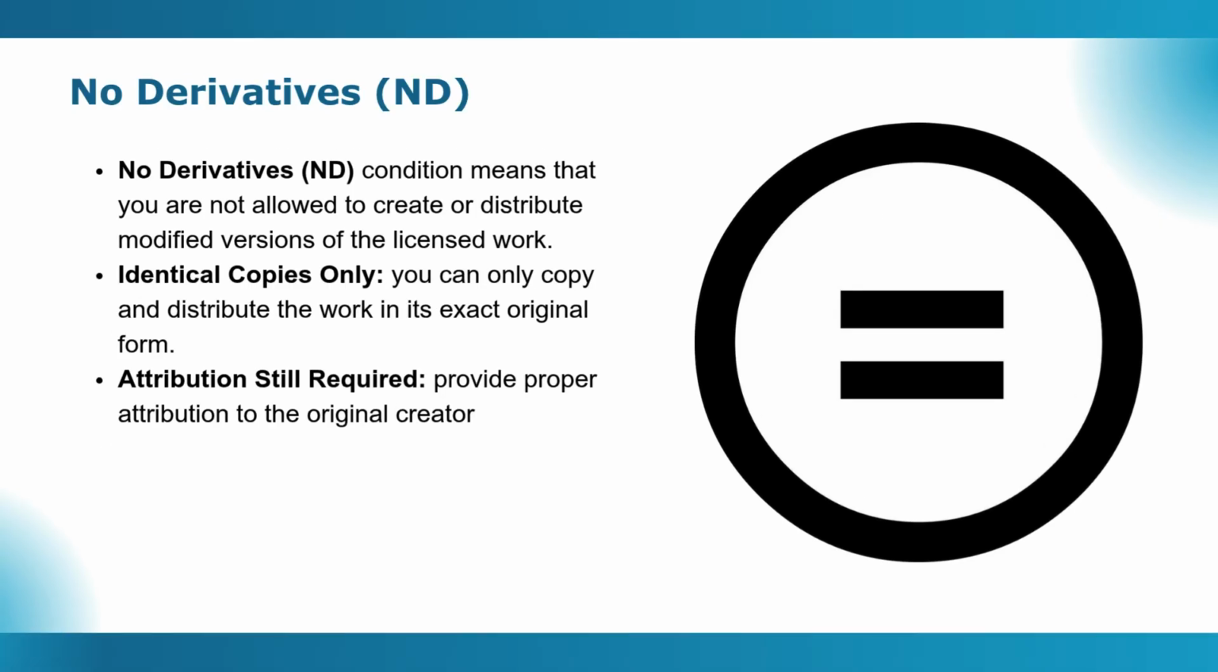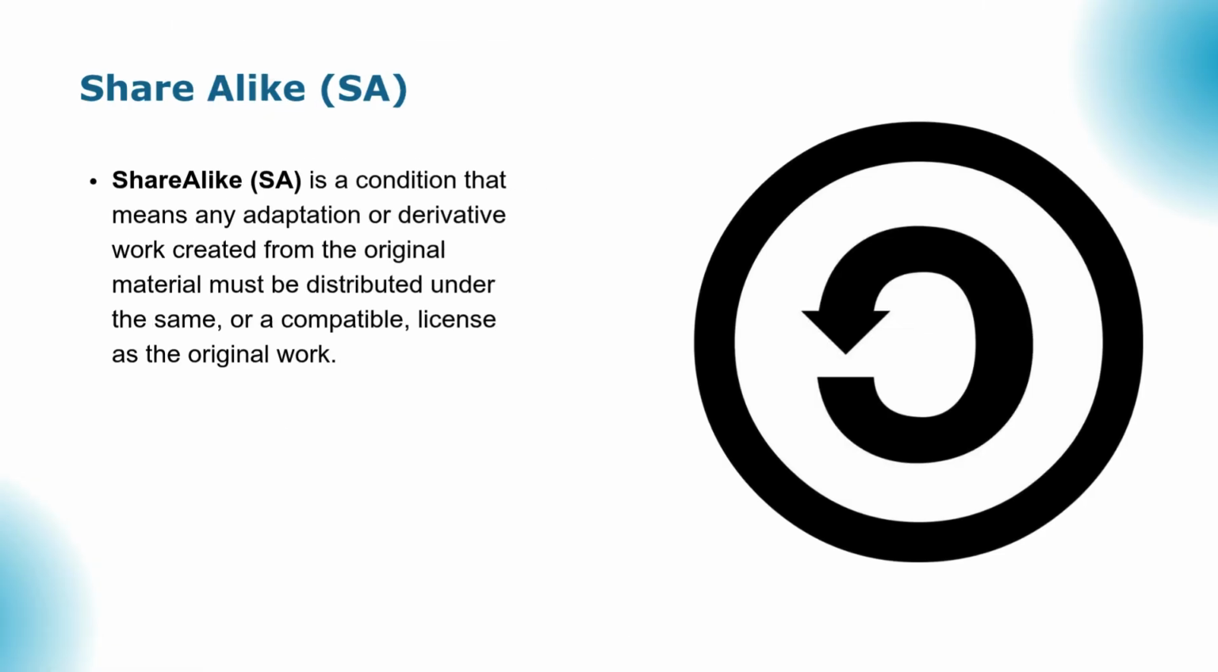No derivatives, ND, condition means that you are not allowed to create or distribute modified versions of the licensed work. Identical copies only. You can only copy and distribute the work in its exact original form. Attribution still required. Provide proper attribution to the original creator.